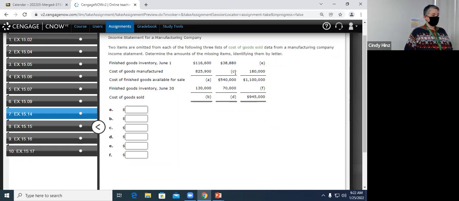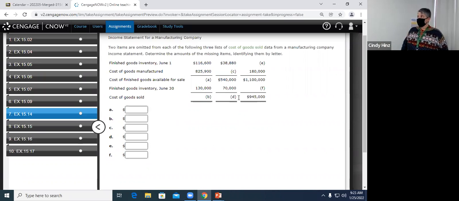So let's do this middle column together. The first column is really the easiest or most straightforward, so I'm going to leave that alone. Let's start with the middle column, and then we'll do the right-hand column and the left-hand column. We really could calculate either C or D independently, because each of those is a calculation where we're missing only one piece of the puzzle. So we'll start with C. Let me get my calculator open here. If we know that we have $540,000 worth of finished goods available for sale, and we only started with $38,880, how much must we have finished or manufactured this period?